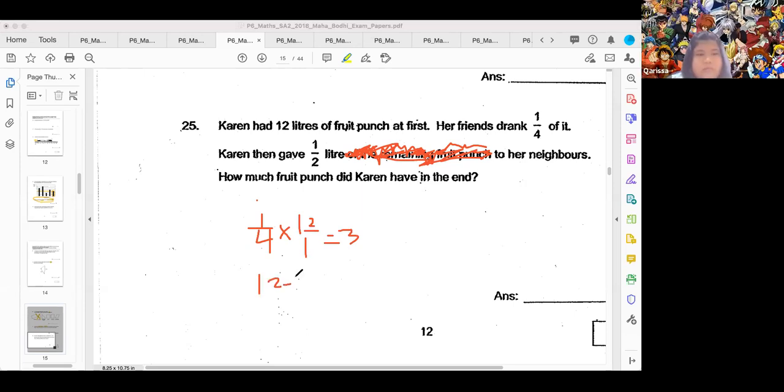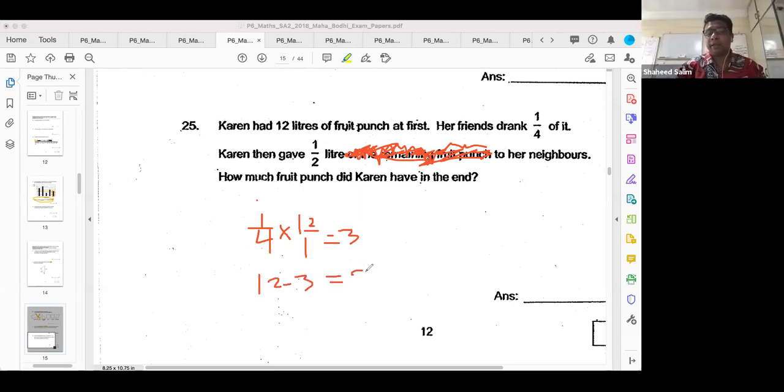9. And then after that, 9 liters. Then he gave half a liter to the neighbor. 8.5 left. Finish. But why? But I thought this one has to be half. If they did not put the liter, then you must take half of 9. They get 4.5. But they give you liter. You understand?